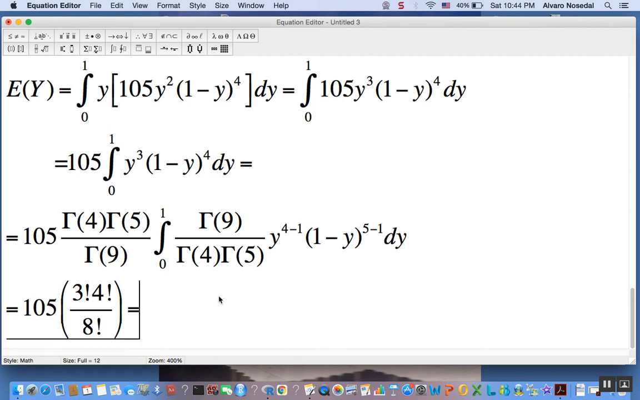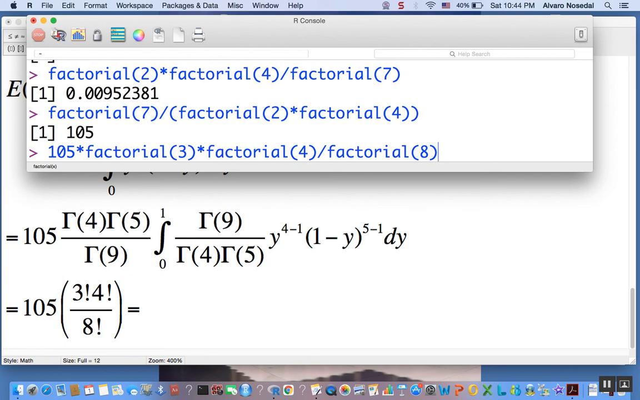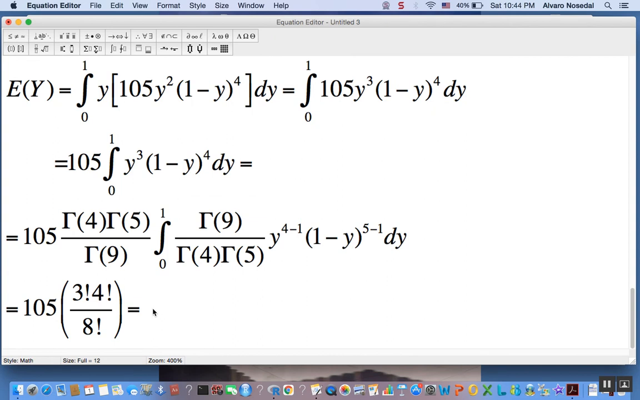Now let's use R here to help us with the calculations. 105 times factorial 3 times factorial 4 divided by factorial 8, right? So that's it. 0.375. Okay.